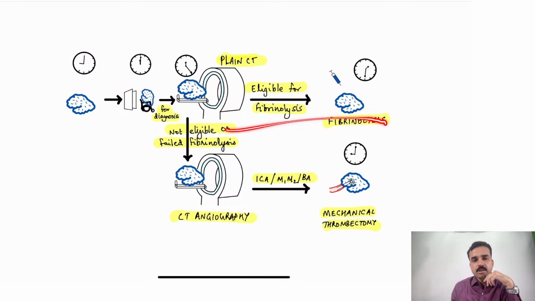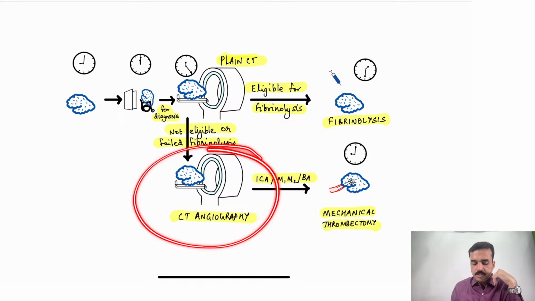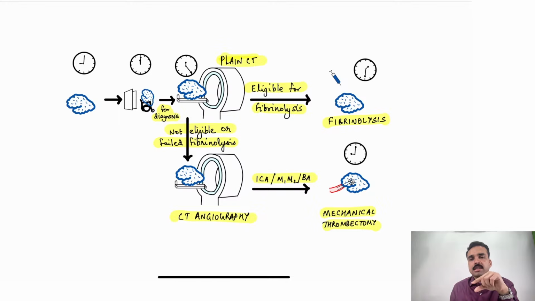And even after that, you can subject them to a CT angiography. You did a plain CT. The patient was in the window period. You thrombolyzed. Along with that, do a CT angiography. In the CT angiography, if you see that there is an occlusion of a large vessel, like for example, occlusion of the main internal carotid artery, or the basilar artery, or a vertebral artery, along with the middle cerebral artery. So if the proximal middle cerebral artery, internal carotid artery, or basilar artery are occluded, then you can subject them to mechanical thrombectomy.